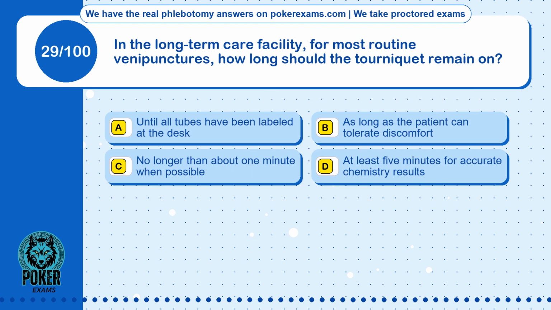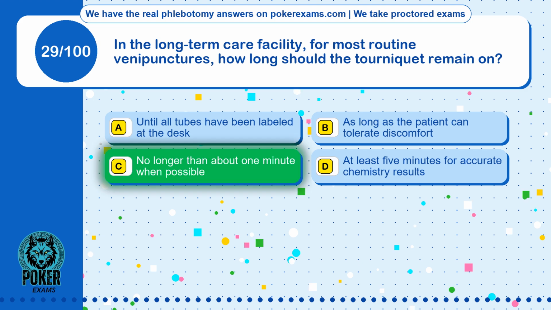Question 29. In the long-term care facility, for most routine venipunctures, how long should the tourniquet remain on? Option A: until all tubes have been labeled at the desk. Option B: as long as the patient can tolerate discomfort. Option C: no longer than about 1 minute when possible. Option D: at least 5 minutes for accurate chemistry results.